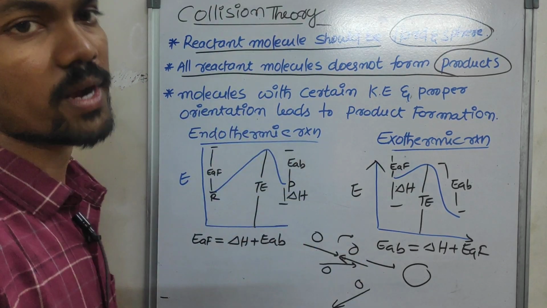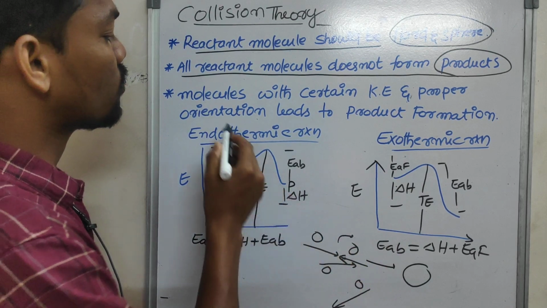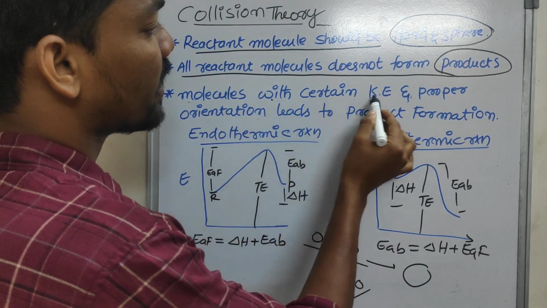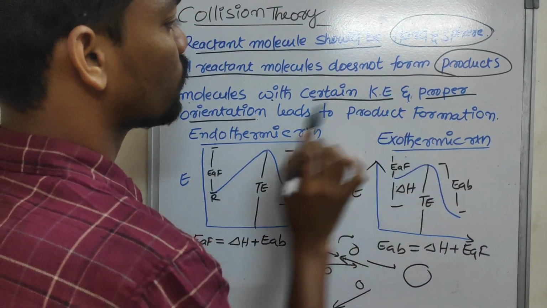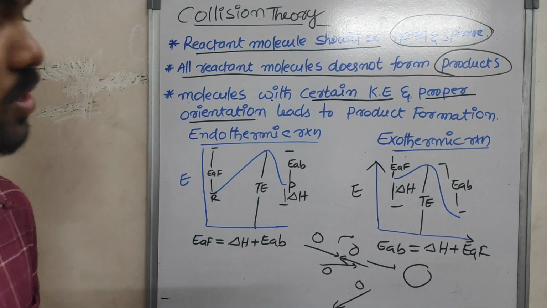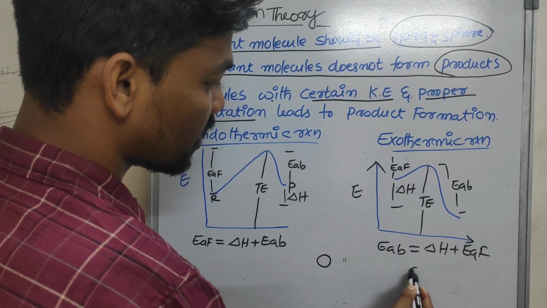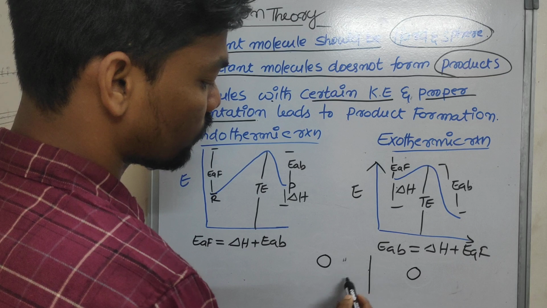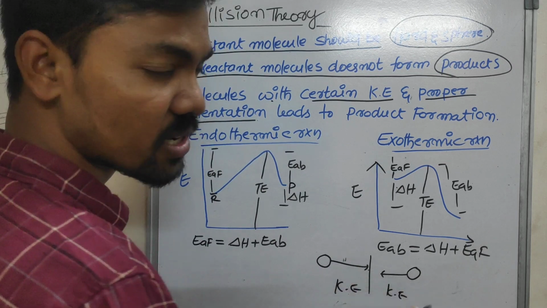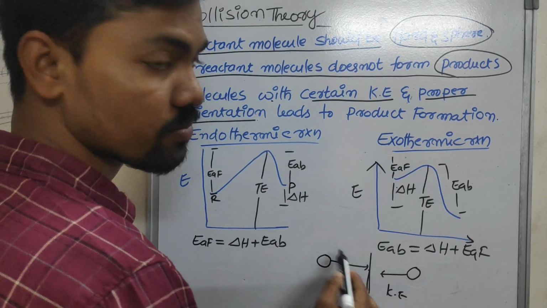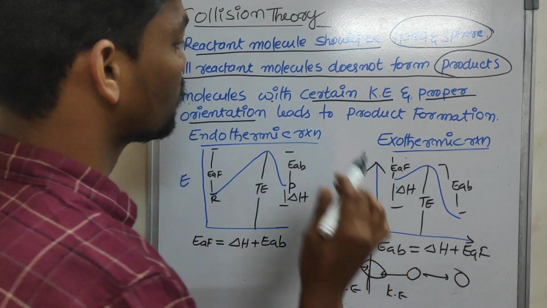So to form product, what is the main condition we have to have? Molecules with certain kinetic energy and proper orientation. Suppose one reactant molecule is here and another reactant molecule is there. From here to here we should have kinetic energy. If they have a certain amount of kinetic energy, they will reach here, then only they will undergo collision, and finally they will form product. You are getting my point.